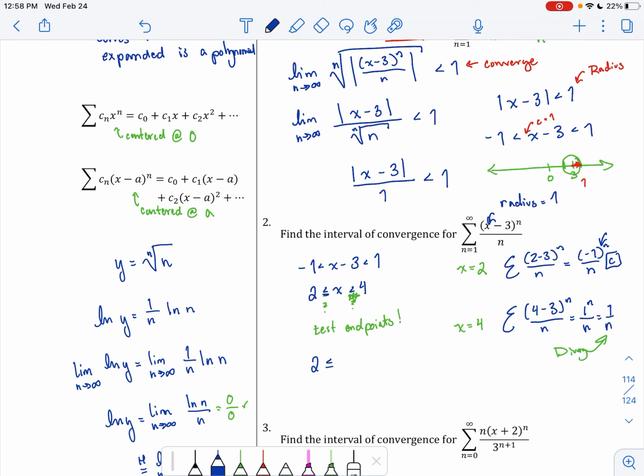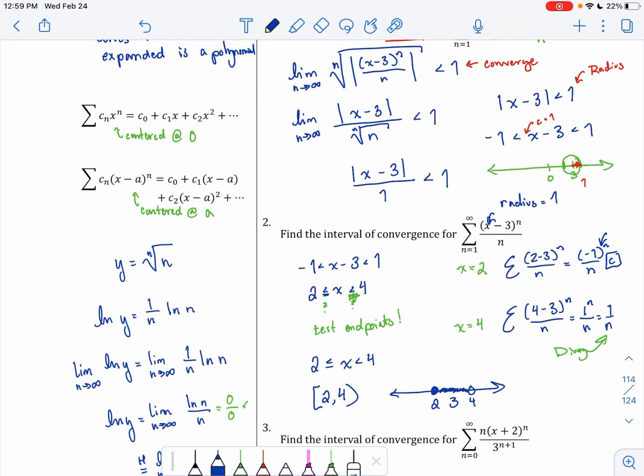So therefore, the interval is 2 is less than or equal to x is less than 4. If I wanted to write that in notation, that would be a closed bracket at 2 and an open one at 4, like this. And if I'm graphing, it would be 2 to 4, centered at 3 with that radius of 1, radius 1 positive, radius 1 negative. So you've got to test the endpoints for the interval, but for the radius, you don't.